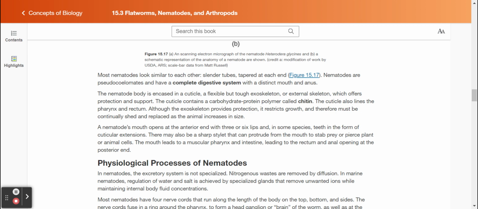A nematode's mouth opens at the anterior end with 3 or 6 lips, and in some species, teeth in the form of cuticular extensions. There may also be a sharp stylet that can protrude from the mouth to stab prey or pierce plant or animal cells. The mouth leads to a muscular pharynx and intestine, leading to the rectum and anal opening at the posterior end.